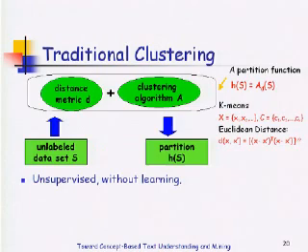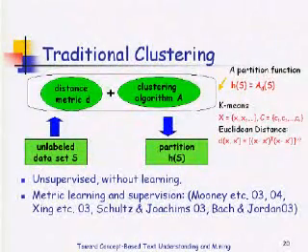And there are problems with this kind of approach. If we view the combination of a distance metric and a clustering algorithm as a partition function, then we have an input data set, and we use this function to partition it, and we get some result. Then there is no learning. There is no learning in this process. We just apply a function, and we get the result. And also, this framework is unsupervised. We don't use any labeled data to help us.